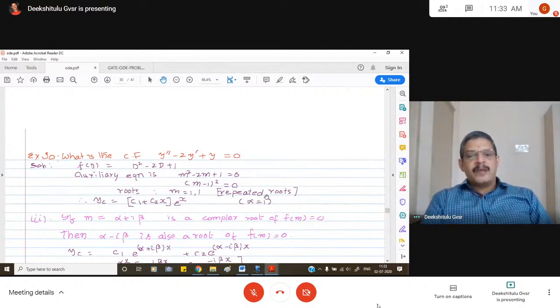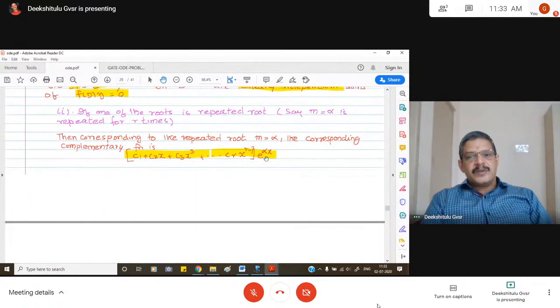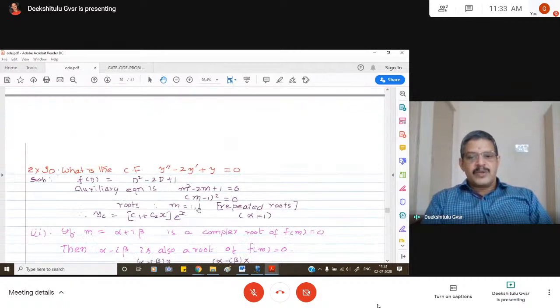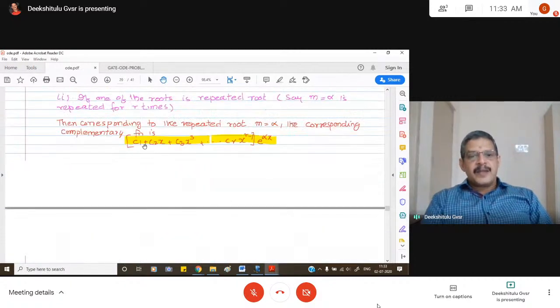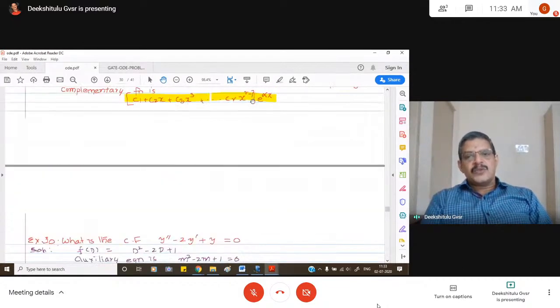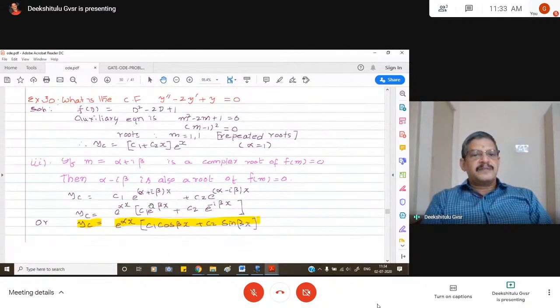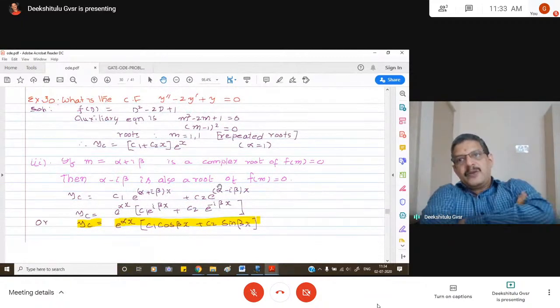When repeated roots come, here the root is 1, so it becomes e to the power x. And here c1 plus c2 x plus c3 x squared, and so on, up to x to the r minus 1, where r is the number of times the root comes. Here in this problem, it comes twice, so r is 2. So we get up to x to the power 2 minus 1, that is the x term. So the complementary function is c1 plus c2 x, times e to the power x. Case 3: if you have complex roots. Real distinct roots and equal, repeated roots, we have done.